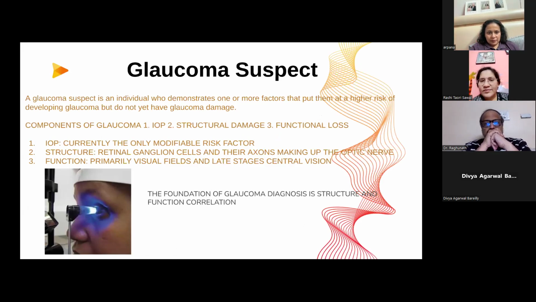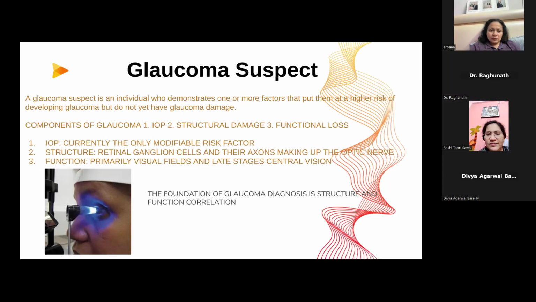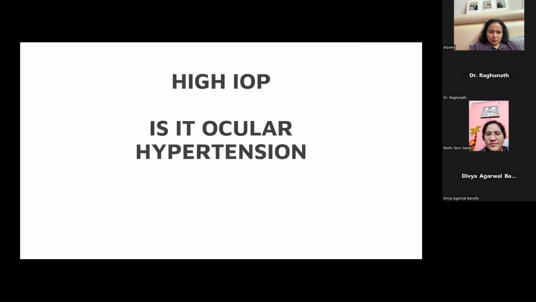So, for the diagnosis and management of glaucoma, we can basically break it down into three primary components. One is the intraocular pressure. The second is the structure, that's the retinal ganglion cells and their axons making up the optic nerve. Third is the function, which is primarily the visual field, and in later stages, the central vision. So it's very important to have a good correlation between the structure and the functional deficits in glaucoma, and that will be the recurring theme of my presentation today.